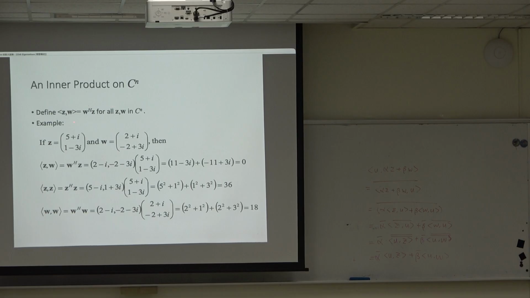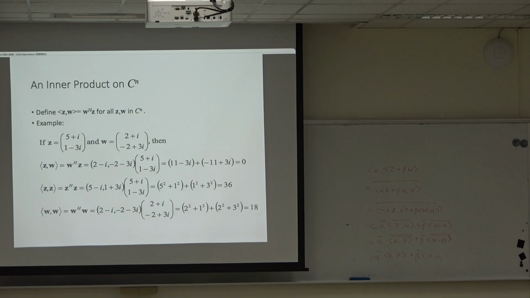I will give you some practice questions, including some of the other rules you can derive. Now define ⟨Z, W⟩ equal to W^H Z. Be very careful: ⟨Z, W⟩ is W^H Z, not Z^H W. For all Z, W in C^n, we call that the inner product for C^n.